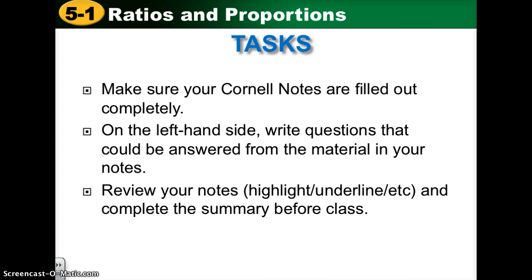That's it for lesson 1. Make sure your notes are filled out completely. Write some questions on the left-hand side, maybe about how you determine if something is a proportion, if these two ratios are proportional, things that will give you back the definition of that word proportion. Review your notes, highlight, summarize, chunk them, and complete the summary before class.